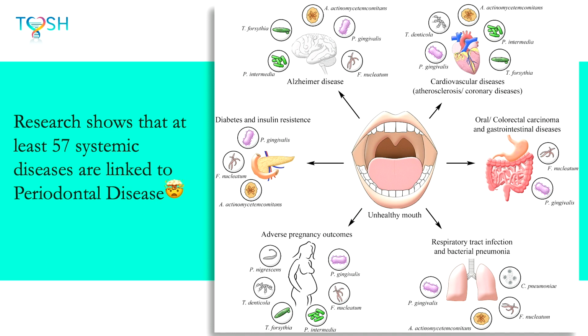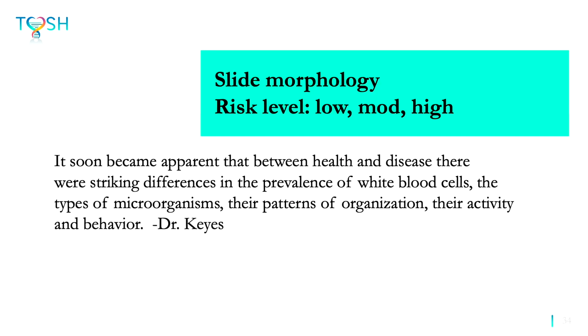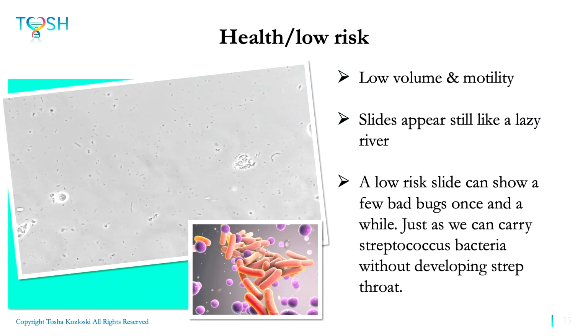This is one of my favorite pictures because it shows the specific pathogens that are related and associated to these diseases. Now, of course, when it comes to using the microscope, we don't know which pathogens are there, but Dr. Kai showed us that we know morphologically that certain bugs are not part of our good bacteria. So following what Dr. Kai is saying is we can look for low risk, moderate risk, and high risk slides, and then from there we now have the availability to take a pathogen test to see what bacteria are lurking in that patient's mouth. So let's look at some slides.